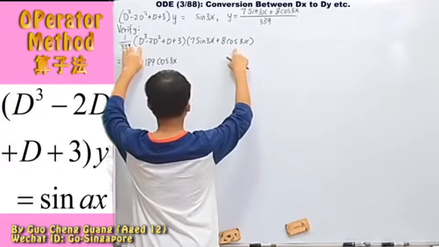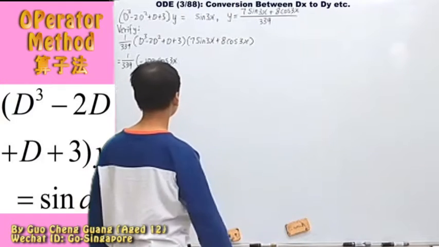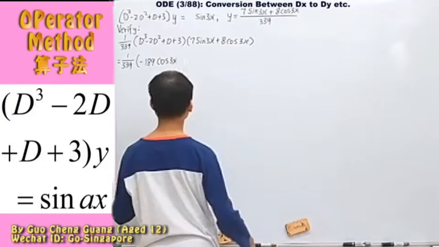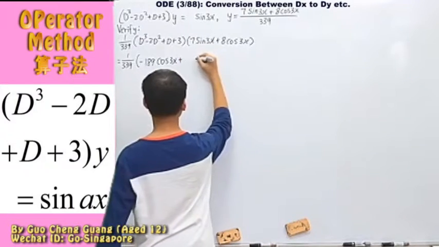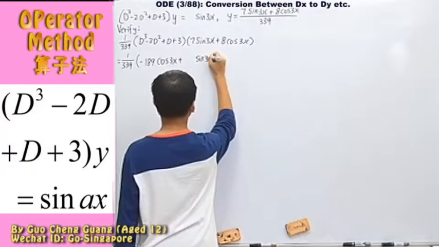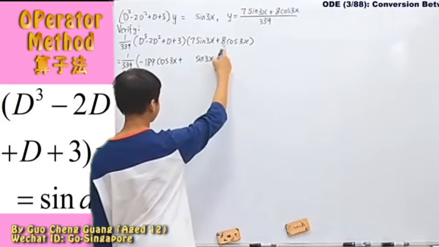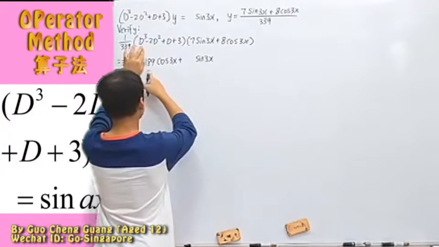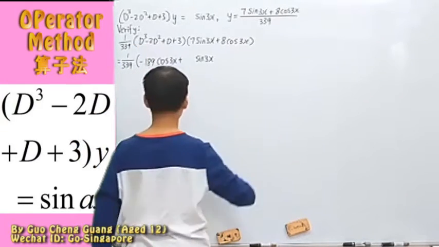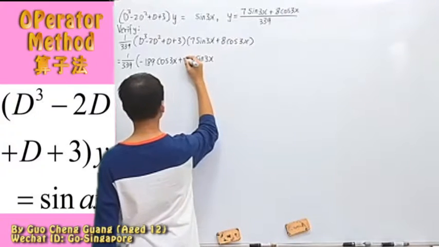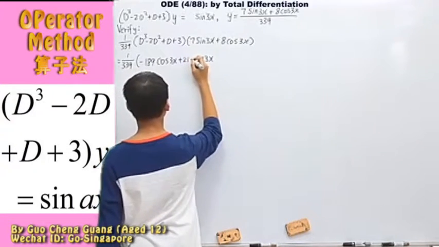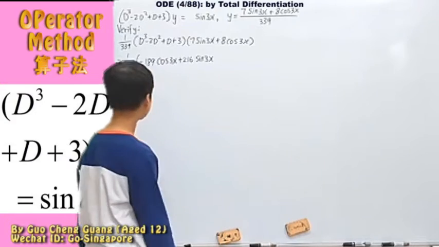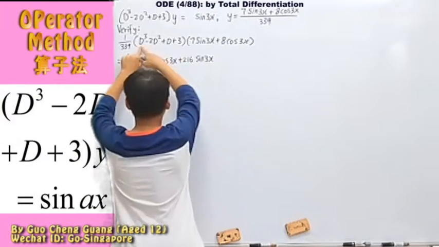So D cubed on cosine 3x, what you get will be, let's take a look. Cosine, you differentiate 3 times. You have negative sine, negative cosine, then positive sine. So you have plus sine 3x. Then 8 times 3 to the power of 3, which is 8 times 27, which is 216. So this is for the first part in D cubed.